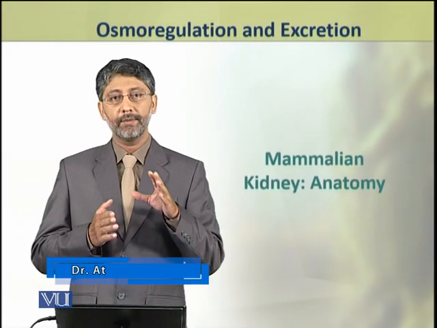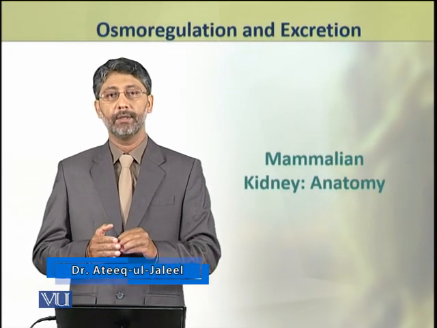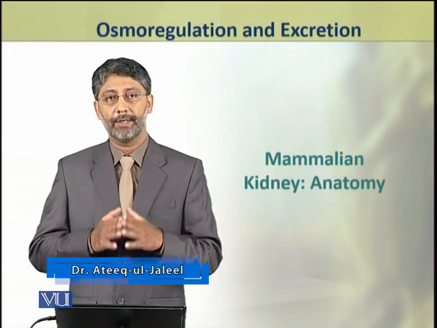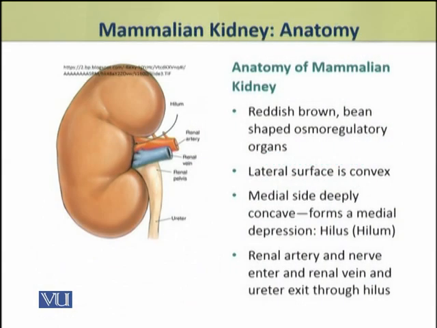Dear students, in this topic, we shall discuss the anatomy of mammalian kidney. The kidneys of mammals are reddish-brown, bean-shaped osmoregulatory organs. The lateral surface of a kidney is convex, while the medial side is deeply concave. This concave side forms a medial depression, which is called hilus or hilum.